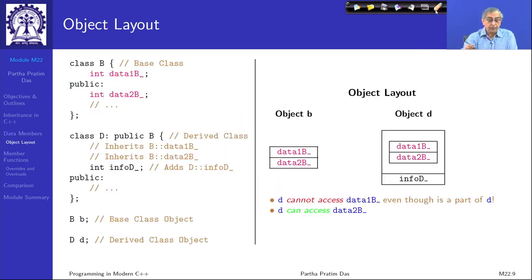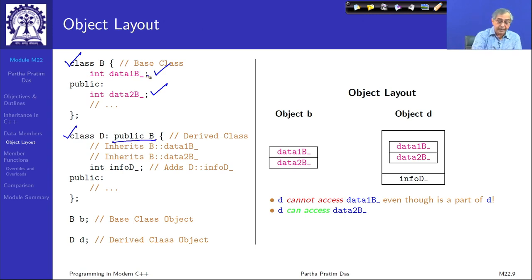So, to take a look at the object layout, we consider a class B, which has a private member and a public data member, and then I have class D, which is a specialization of B.